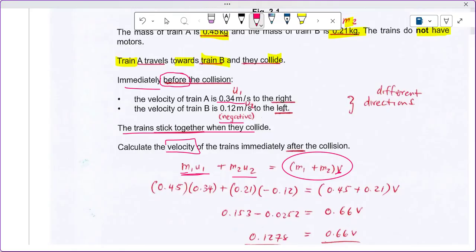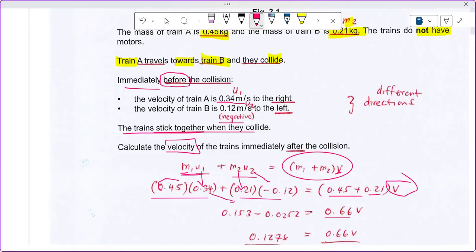Then I continue. You can see here, I plug in the values and add them together. Here is just the mass and the velocity before collision, and the mass of train B and the velocity before collision that we said we need to make negative because it's moving in the opposite direction. This equals, after they stick together, we combine the masses, we add the masses. Now they only want us to figure out what the final velocity is. Solve this, you end up with 0.66 V. And then here now you're going to compute this. You're going to end up with 0.153.